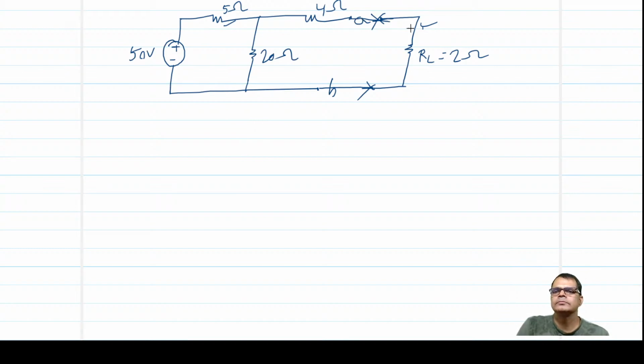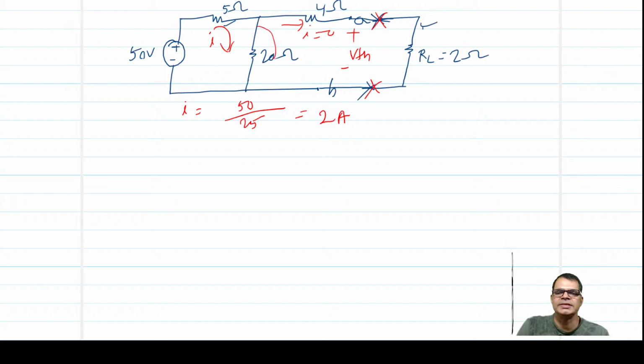When you cut here, now this is open. What is the open circuit voltage? When it is open, this side current is 0 and the only current flows through this, which is I. So I is equal to 50 upon 25, that is 2 ampere, and this voltage VTH is simply the voltage drop across the 20 ohm resistor. So VTH is equal to 20 into 2, which is 40 volt.